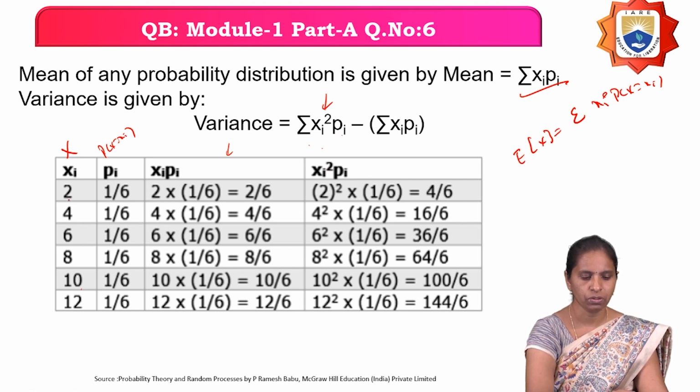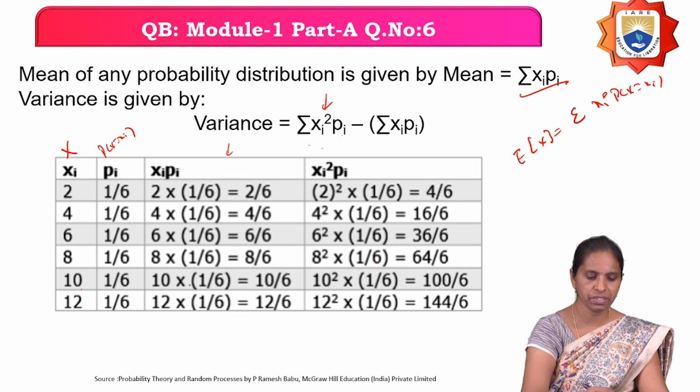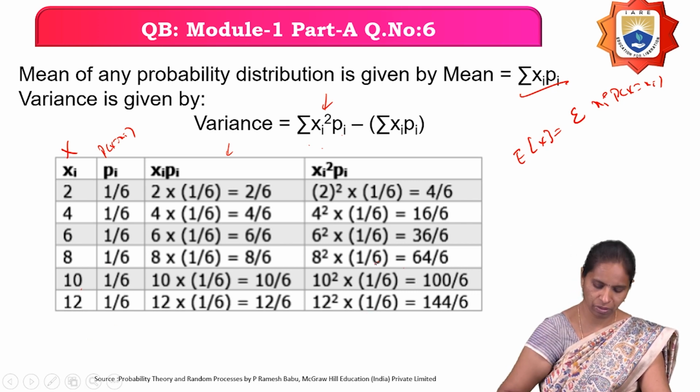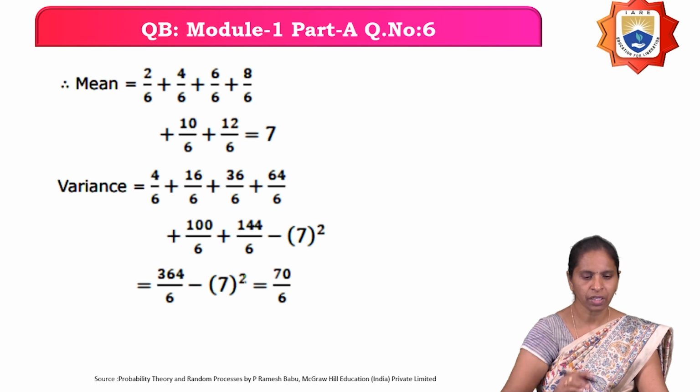So, what is xi square? Nothing but 2 square into 1 by 6, 4 square into 1 by 6, 6 square into 1 by 6, 8 square into 1 by 6, 10 square into 1 by 6, and 12 square into 1 by 6. So, now we'll calculate the mean and variance. So, what is the mean?